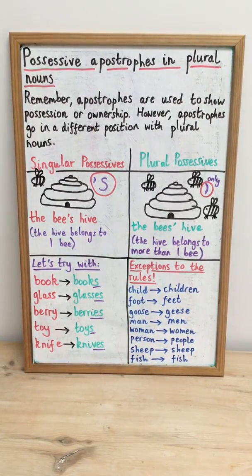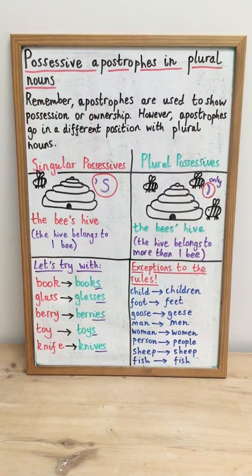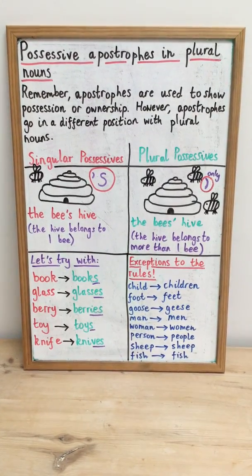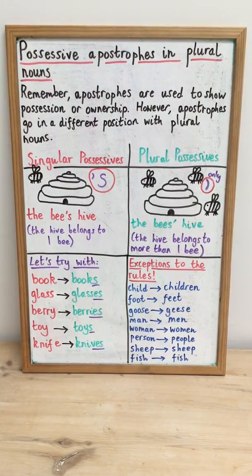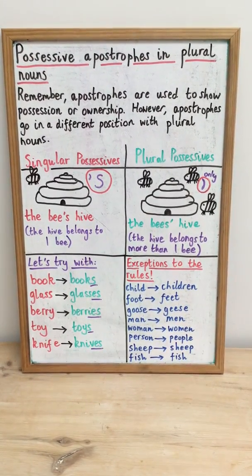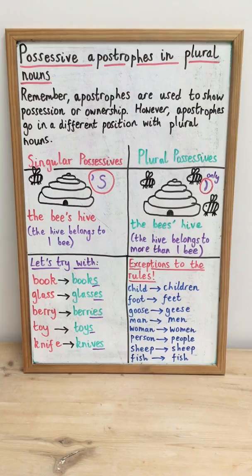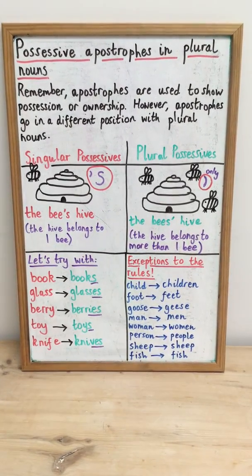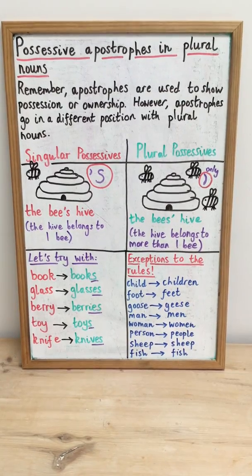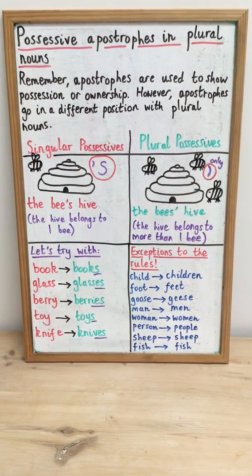In our English lesson today, I want to look in a little bit more detail at the possessive apostrophe, but today we're going to look at the possessive apostrophe in plural nouns. Now remember, apostrophes are used to show possession or ownership. However, apostrophes may go in a different position with plural nouns. And I'm going to show you this contrast in its simplest form with the following example.